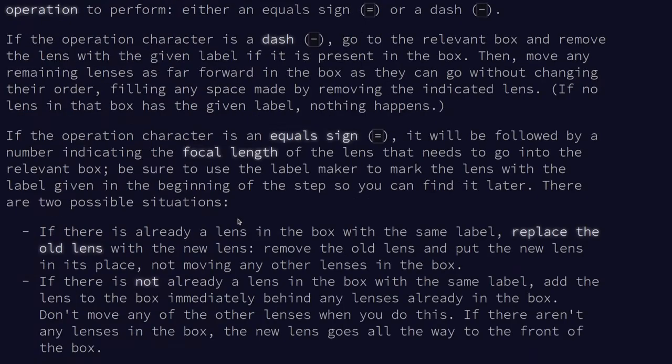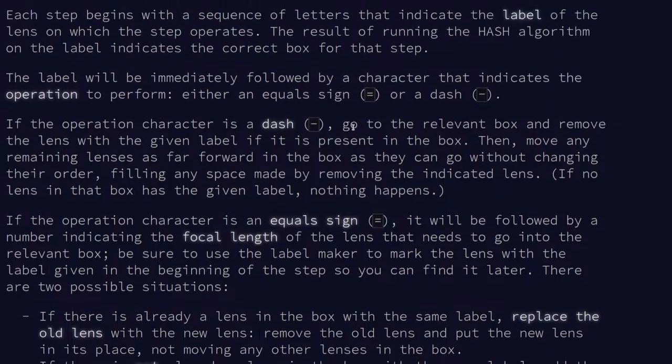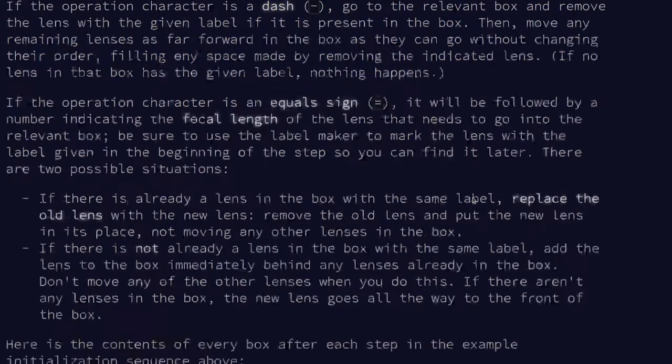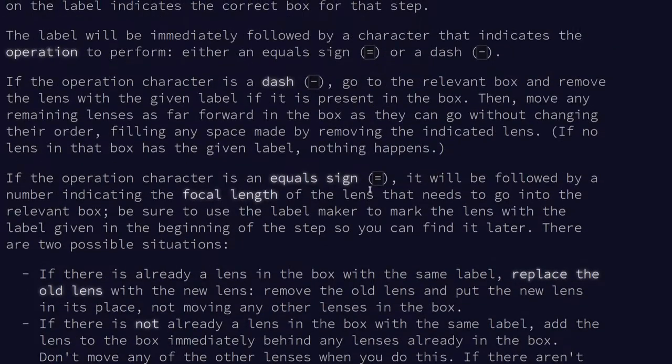Okay, let's read the rules again and we can start with the implementation. Put the lens, remove the lens, then move any lenses as far forward in the box as they can go without changing the order, filling the space. If no lens has the label, nothing happens. Equals will be followed by a number indicating focal length. Be sure to use the label maker to mark the lens with the label given at the beginning of the step so you can find it later.